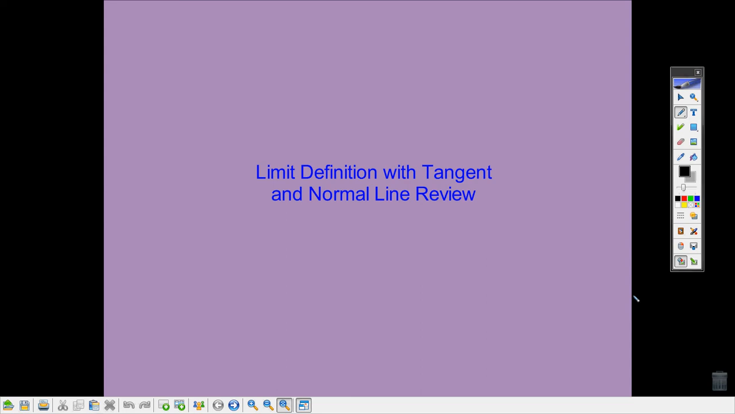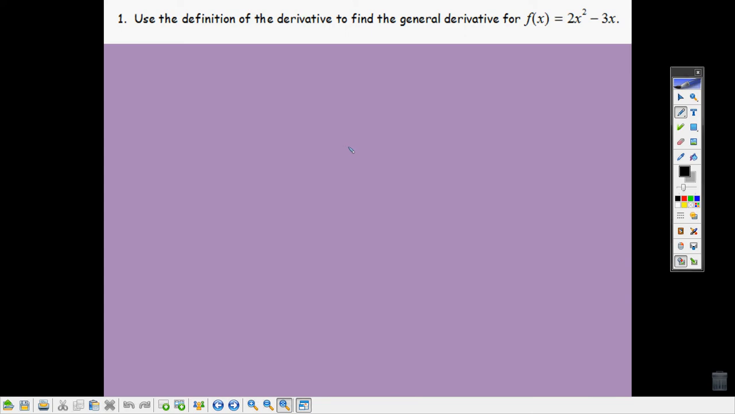This video will be a review of the limit definition for a derivative with tangent and normal line review as well. So let's look at the first problem. Use the definition of the derivative to find the general derivative for the function f of x. So the big thing that you have to remember is that f prime of x is equal to the limit as h approaches 0 of f of x plus h minus f of x divided by h.